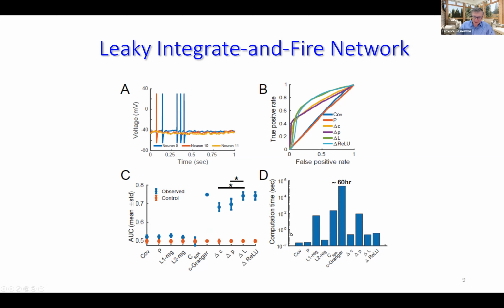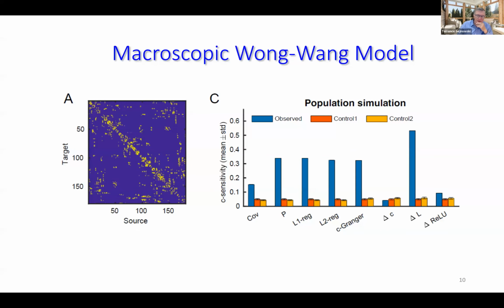However, now let's look at the time it takes to compute the answer, and this is a log scale. So all these covariance methods are down here in the second range, below a second. But the Granger method is way up here, it's 60 hours. I mean, it's unbelievably time consuming. This is well known. Okay, well, that's good. It can be used for spiking models.